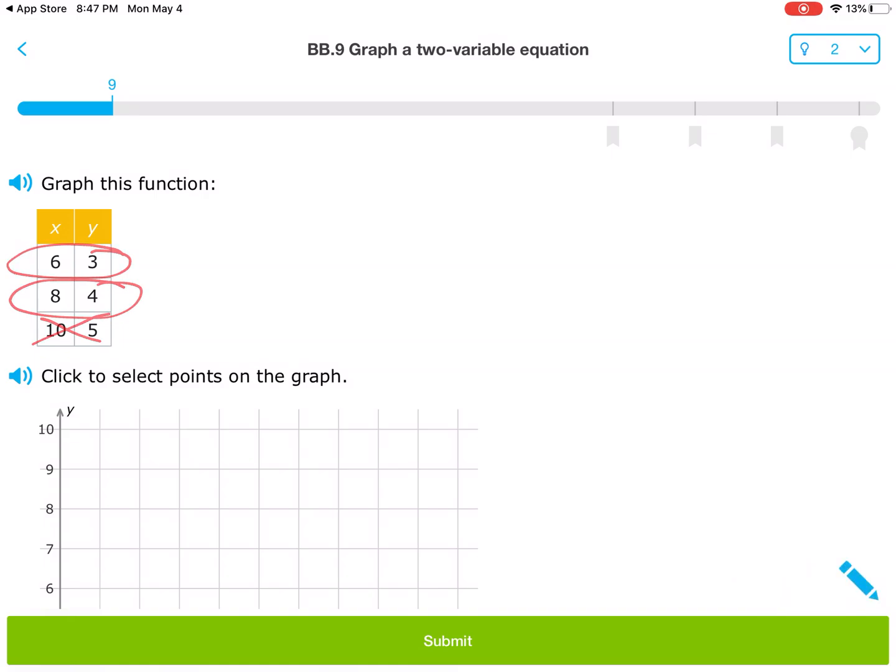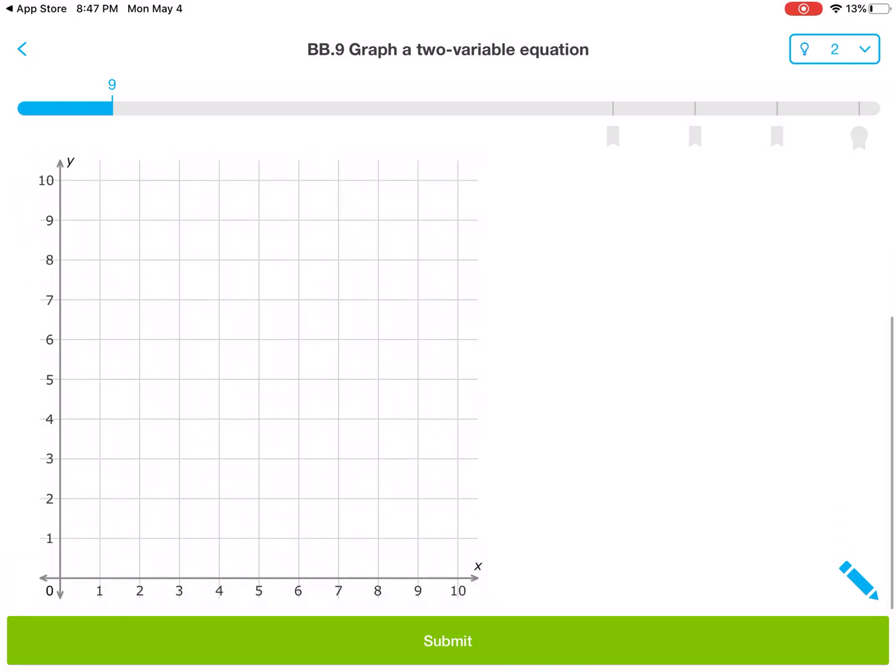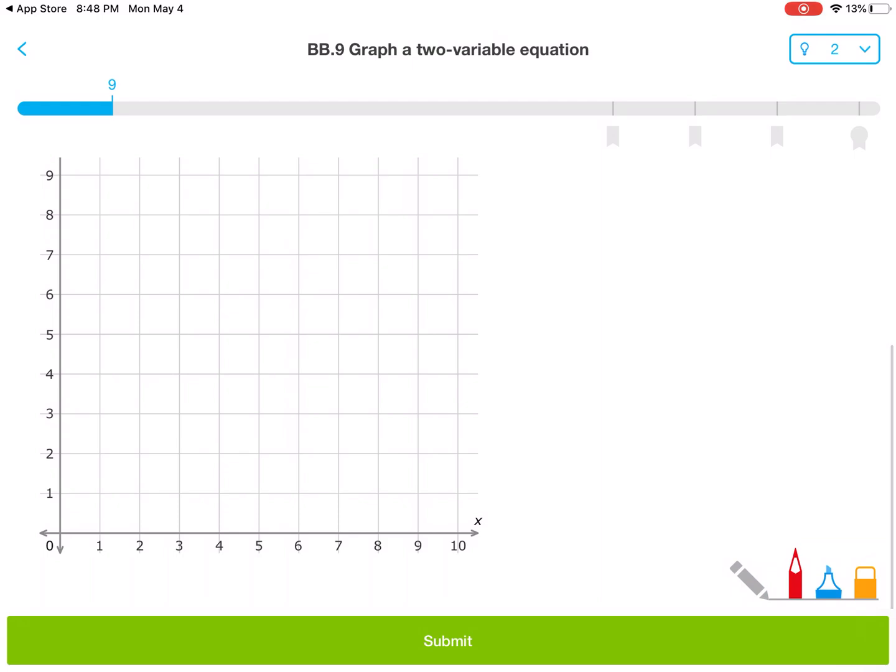So I have 6, 3 and 8, 4. So I'm going to plot 6, 3 first. I know the first number tells me where to go on my x-axis. So I start at my origin, I go over to 6, and then I'm going to go up to 3 on the y-axis. You'll notice that when I touch the spot where 6, 3 goes, I get this colored dot.